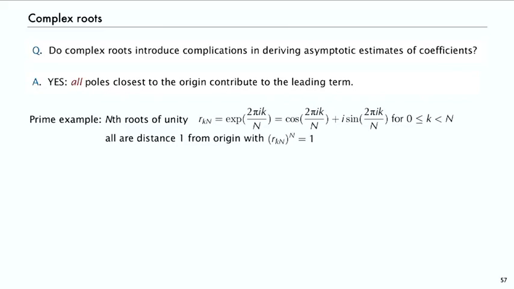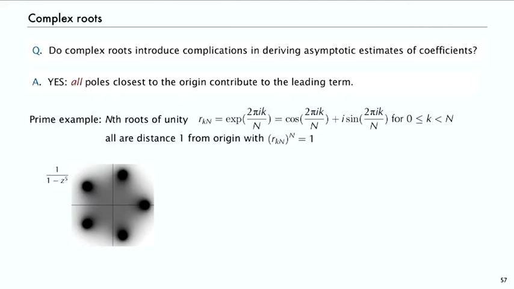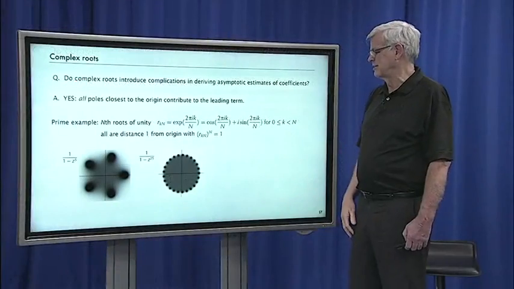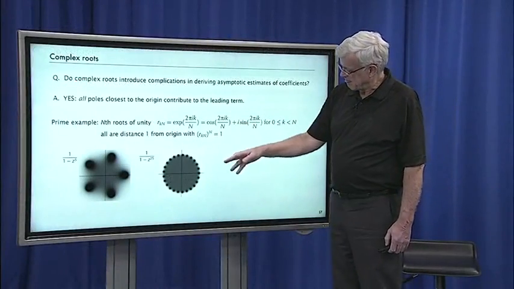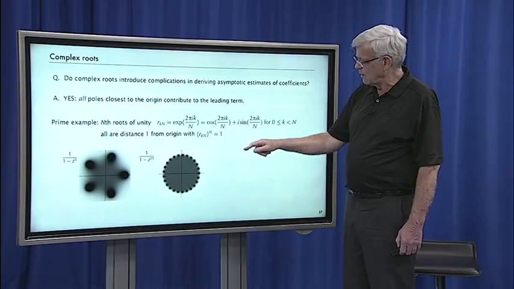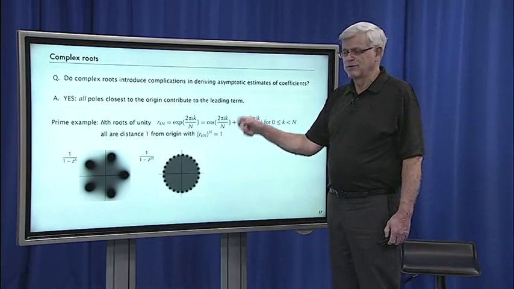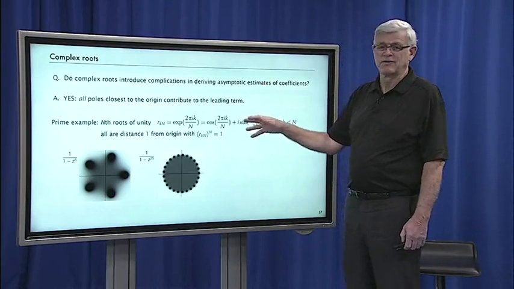So for example, there are the nth roots of unity. So those are just e to the 2 pi i k over n, cosine 2 pi k over n plus i sine 2 pi k over n. If you raise any one of those complex numbers to the nth power, you get 1, and they're all distance 1 from the origin. And so I already showed 1 over 1 minus z to the 5th, or 1 over 1 minus z to the 25th. So you have 1 over those numbers to the nth power, all of them, and they're all the same distance from the origin.